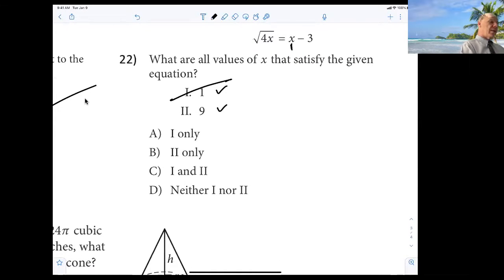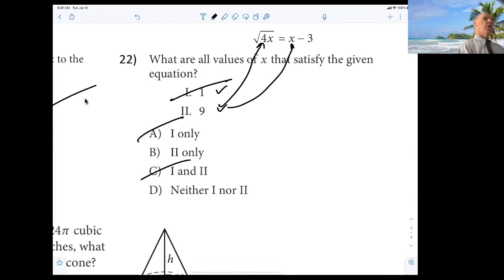So if 1 is not an answer, A is no good, C is no good. Now I plug in 9. What's 9 minus 3? What's 9 times 4? What's the square root of 36? Is that an answer? Yeah, you see what I'm saying?